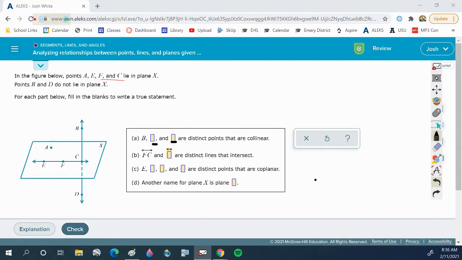All right. E, blank, blank, and blank are all coplanar. So E and F, C, and A. Okay. And then another name for plane X is plane. So we can use a letter as the name of the plane. How else can we name a plane?